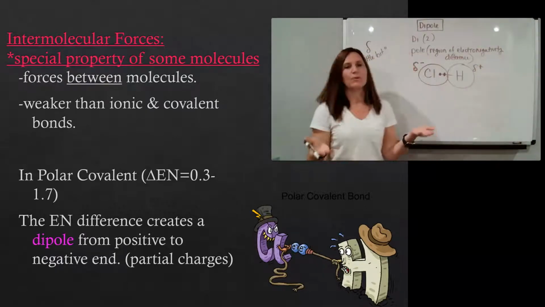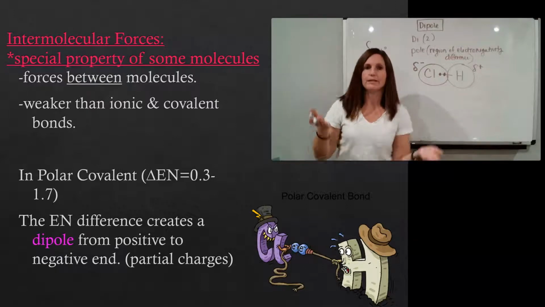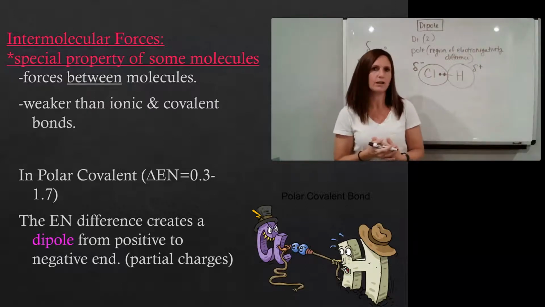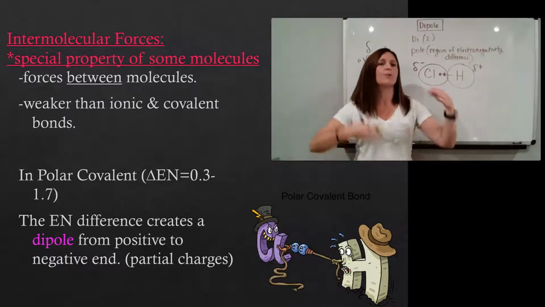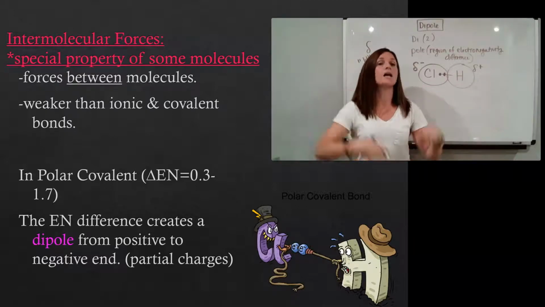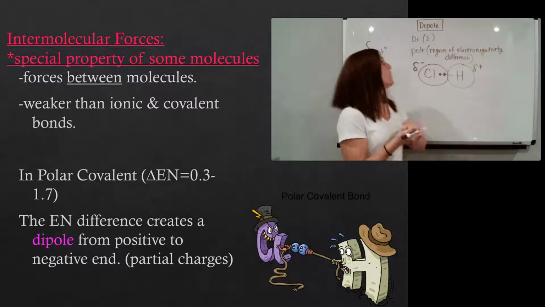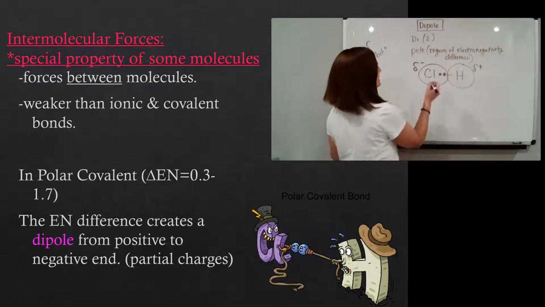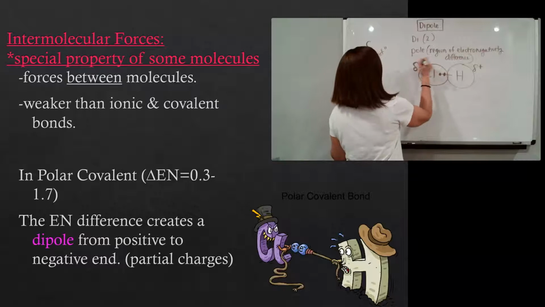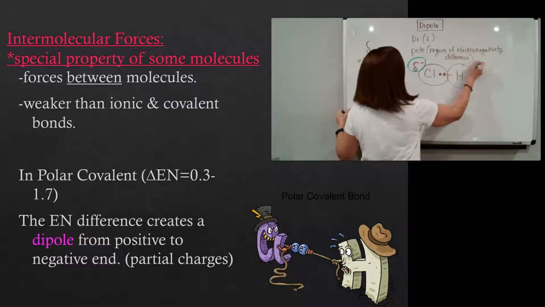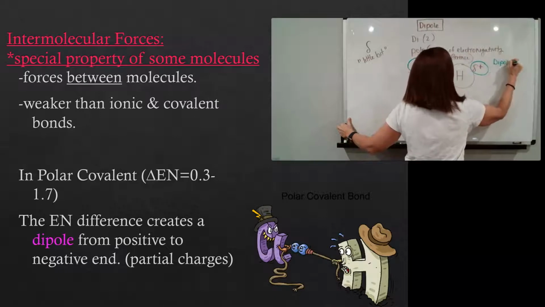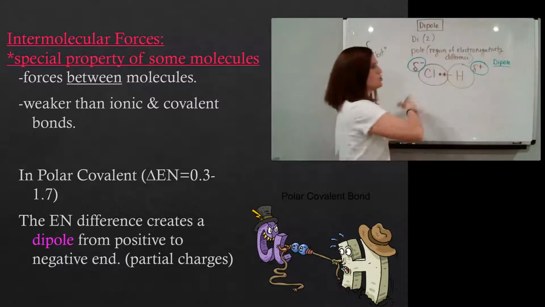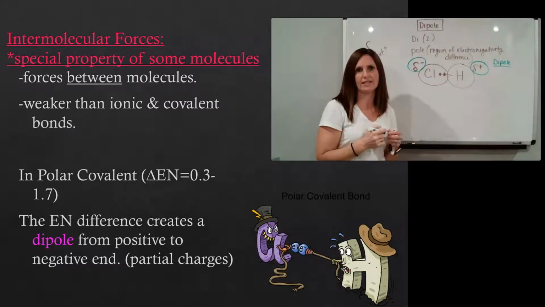And so we end up with this little bit positive, little bit negative behavior in the molecule, and that allows them to attract other positive and negative regions on other molecules around them. So the dipole is just the existence of this negative here and this positive here. That makes the dipole. Okay, that's called the dipole, two different regions of electronegativity.